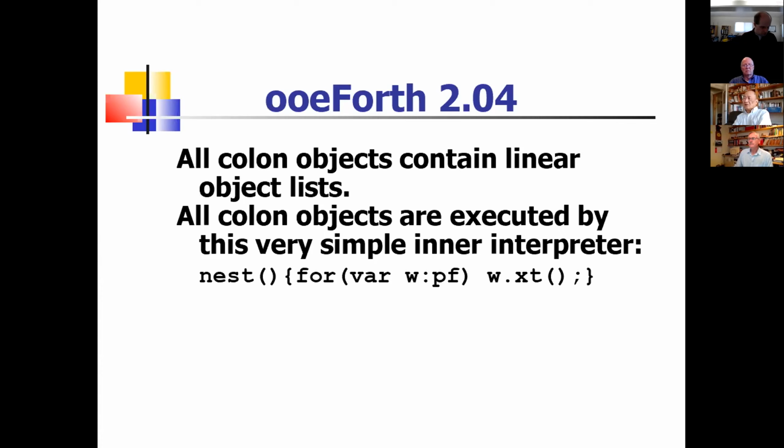And all colon objects are executed by this very simple inner interpreter. So you just go into a list, pull out each object of this list and execute it. You just continue this for the whole list and you're done with it. Okay, and this is normally called nest in conventional Forth systems.